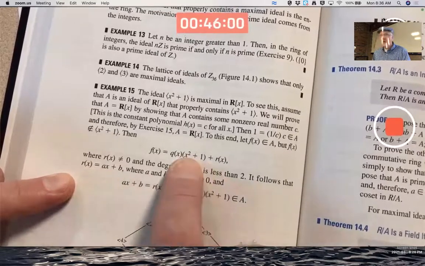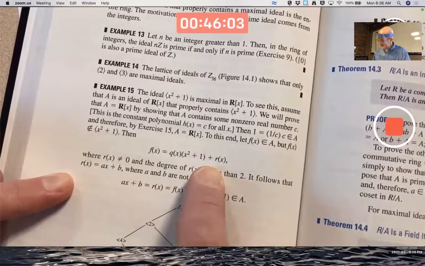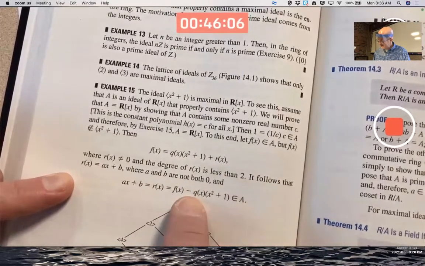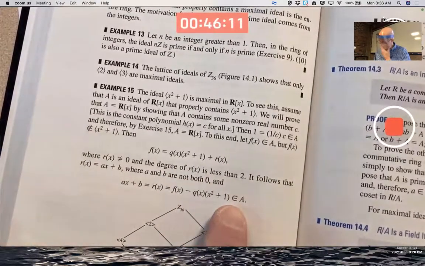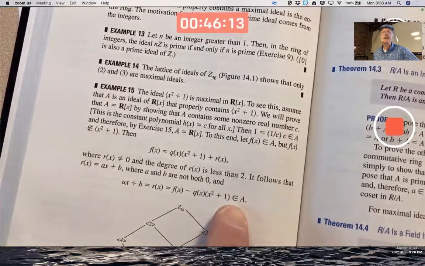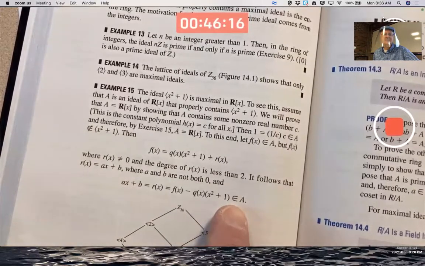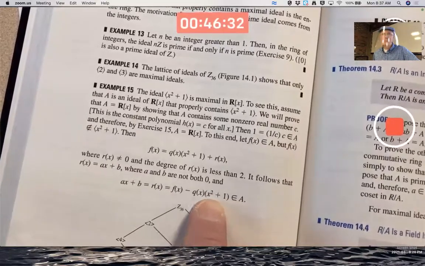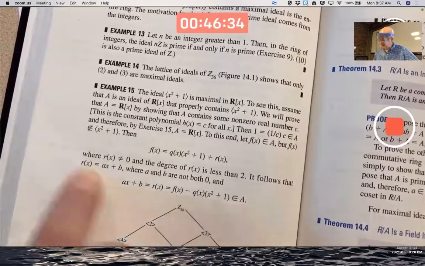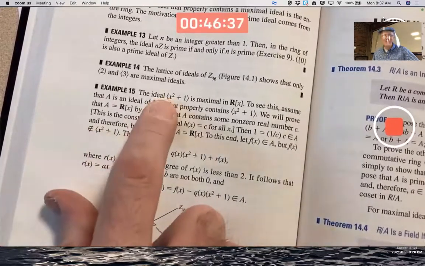If you solve this equation for r of x, you can say this. Just subtract q of x times x squared plus 1 from both sides. And the claim is this is in A. That's the first mysterious thing: why is that in A? Somewhat mysterious. Giant slurping sound. Q of x times x squared plus 1 is in A because it gets sucked in, because A is the ideal generated.